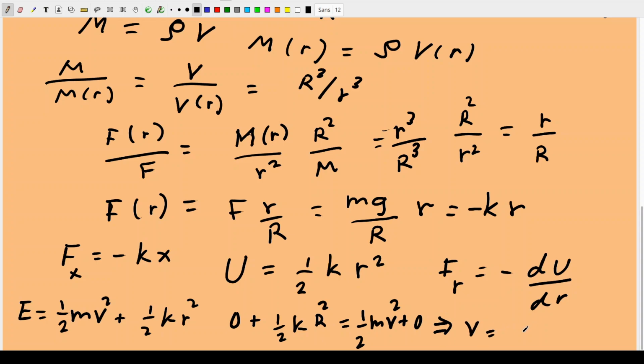v equals square root of k over m times R, like that. And k is m g over R, so this is g over R times R squared, so this equals square root of g R. And that corresponds to about 7 kilometers per second in the center of the Earth.